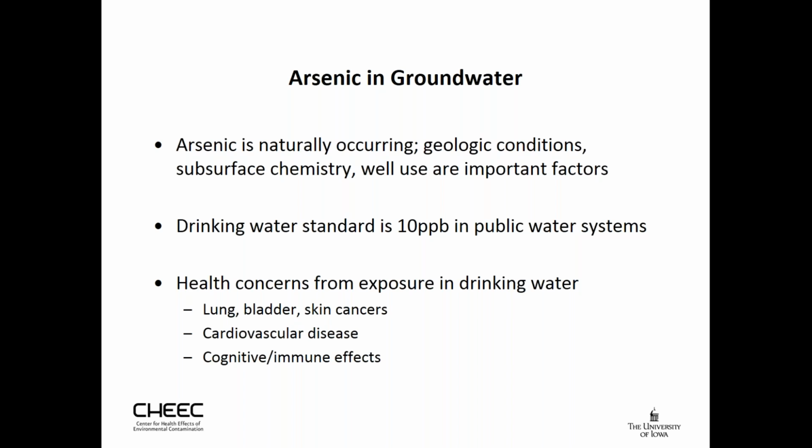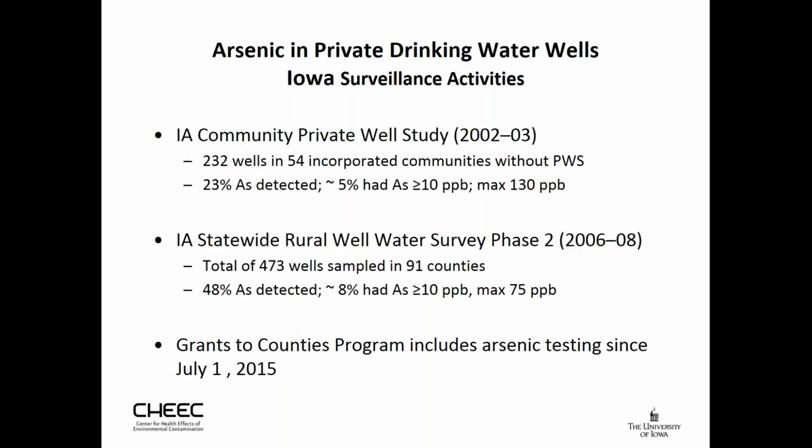The drinking water standard is 10 parts per billion in public water systems. That began in 2006. Prior to that time, the drinking water standard was 50. The health concerns we know from exposure, and the cancers you see listed here, are from studies that were done in Southeast Asia, in Bangladesh and other places where they have huge concentrations of arsenic in their drinking water, the 400 to 500 parts per billion level. So we luckily don't see that kind of concentration here, but some of the things that have been looked at and may be related to arsenic in drinking water include cardiovascular disease and some cognitive and immune effects.